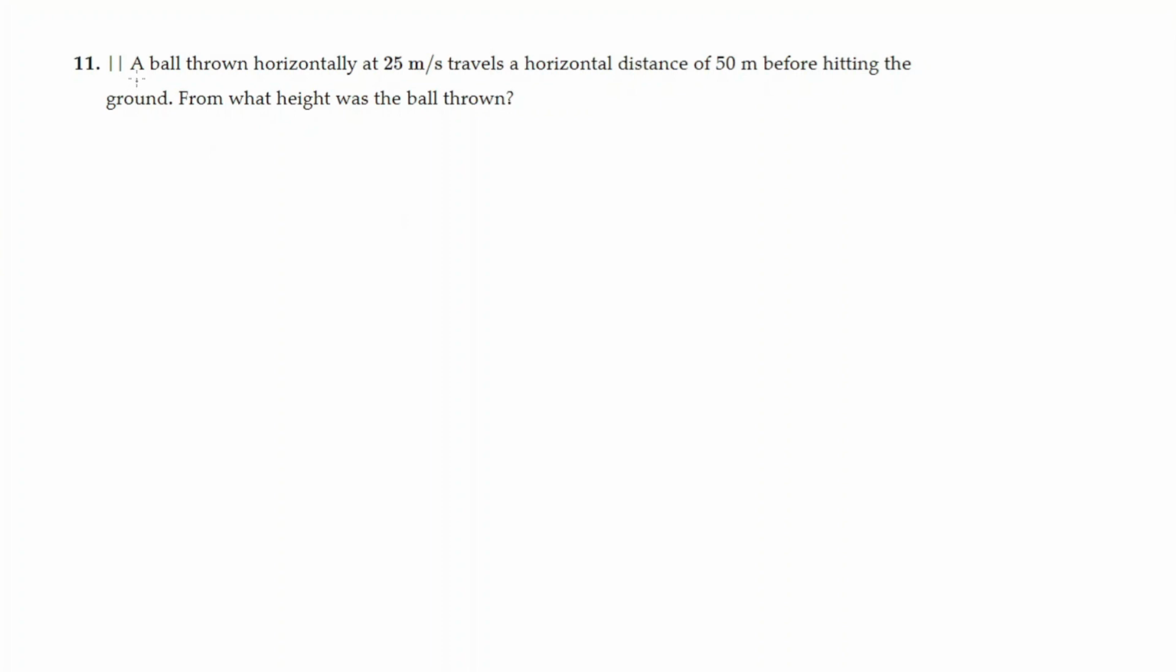Alright, so let's take a look at number 11. A ball is thrown horizontally at 25 meters per second. It travels a horizontal distance of 50 meters before hitting the ground. From what height is the ball thrown? So, assuming air resistance is negligible, we have to assume that the average velocity was 25 meters per second and it traveled 50 meters. So if it traveled 50 meters with a velocity of 25 meters per second, it takes 2 seconds to travel 50 meters.